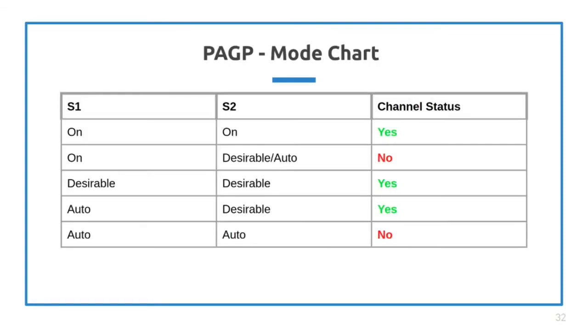This is the table of the modes. On switch 1 and switch 2, you see that if both are on, then the channel is yes. And if you see on with desirable or auto, it's no. Two desirables is yes. One auto and one desirable is yes. Two autos is no.